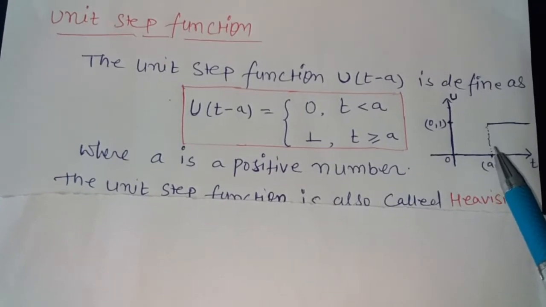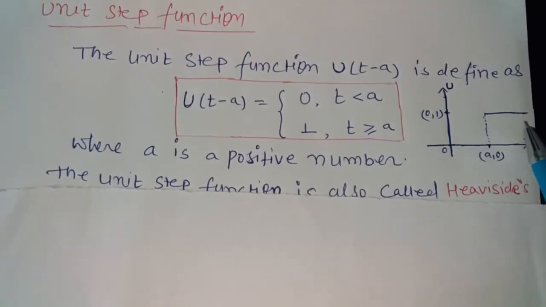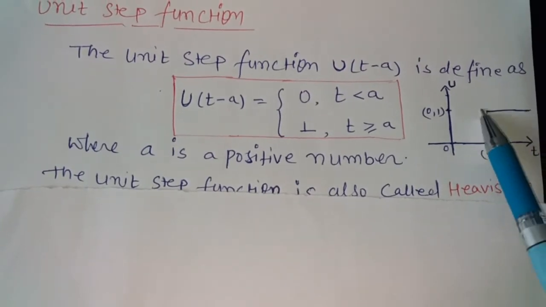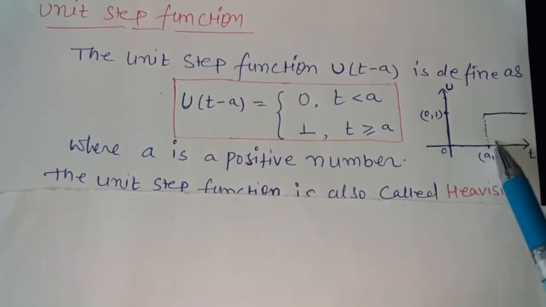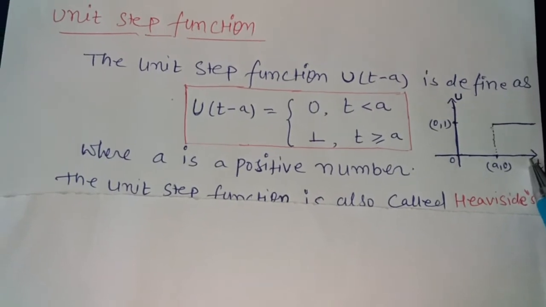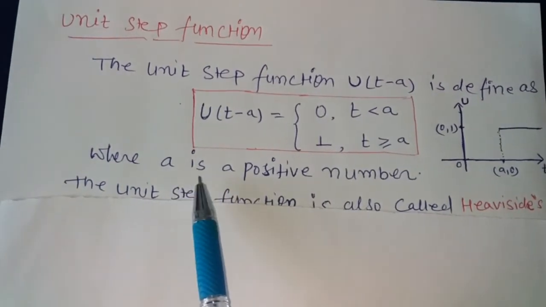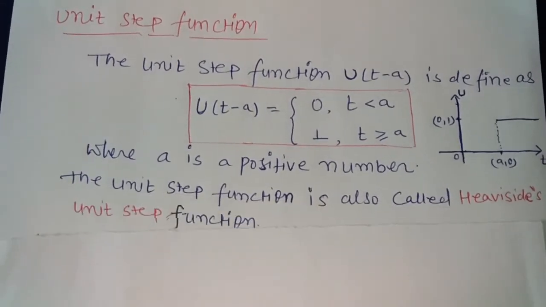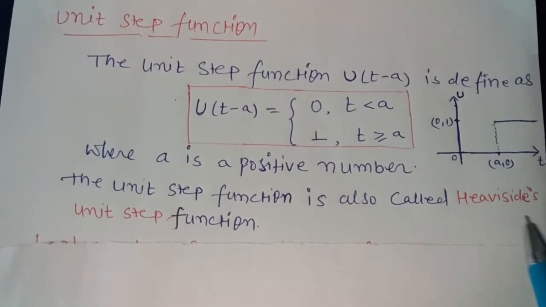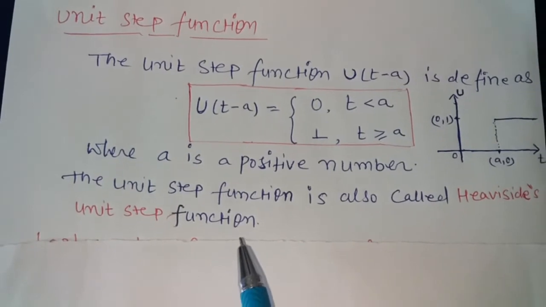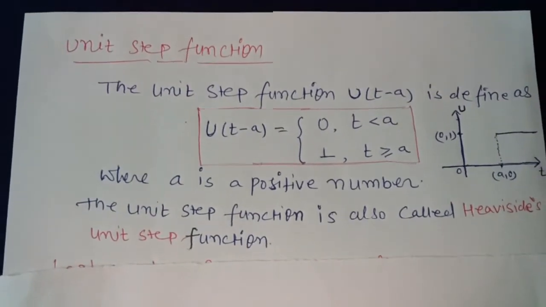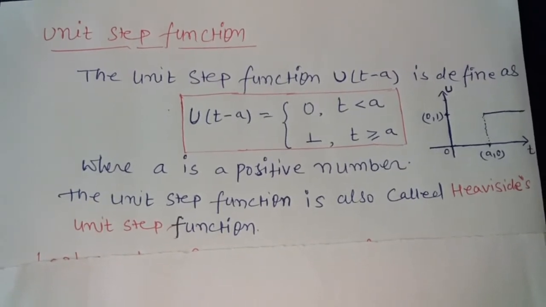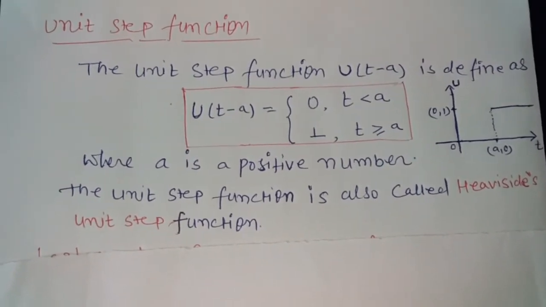Look at the graph of this function. This graph is in the form of a single step. That's why it is called unit step function, where a is a positive number. The unit step function is also called Heaviside unit step function. So this is the unit step function. Now we are going to find its Laplace transform.